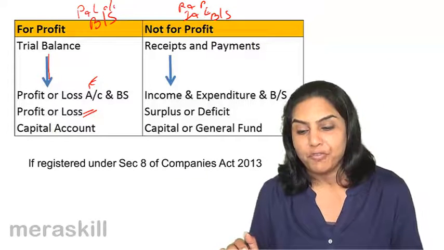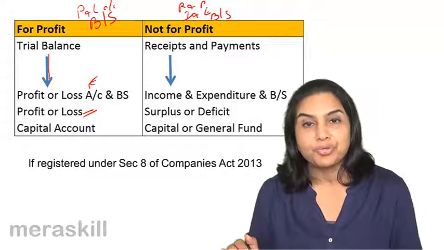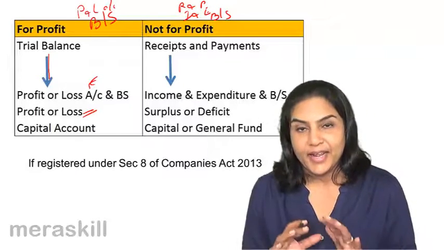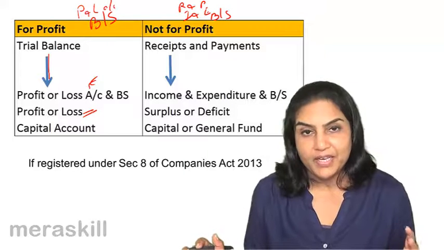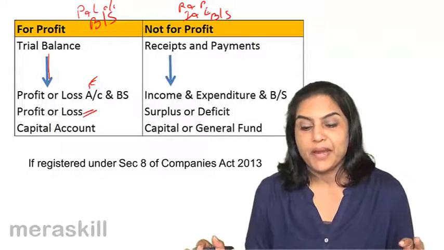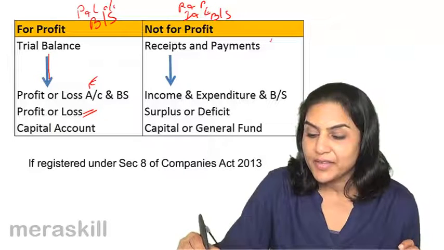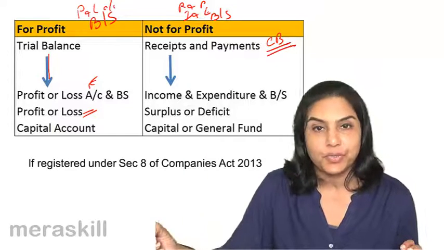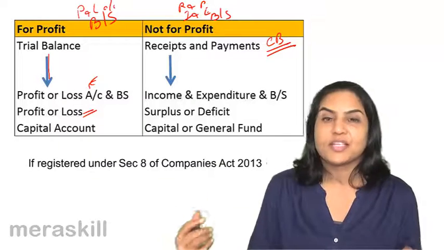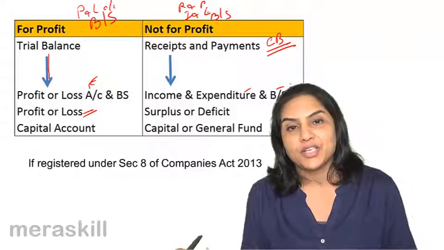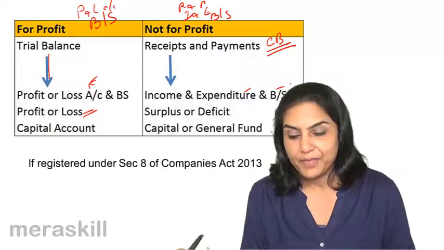In case of a not-for-profit organization, usually books are not maintained. In detail, ledger accounts may not be maintained, and what is prepared is a receipts and payments account, which is nothing but like a summary cash book. From this receipts and payments account, income and expenditure and balance sheet account is prepared.